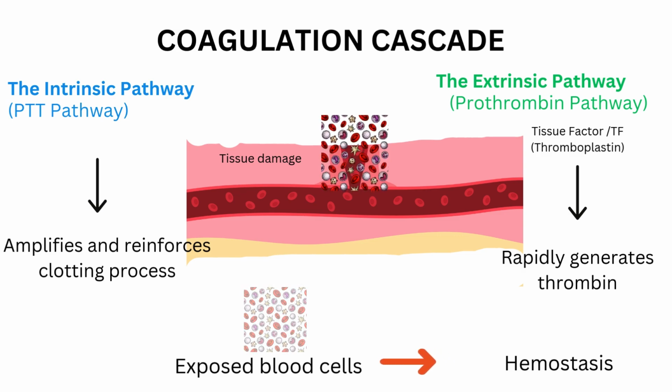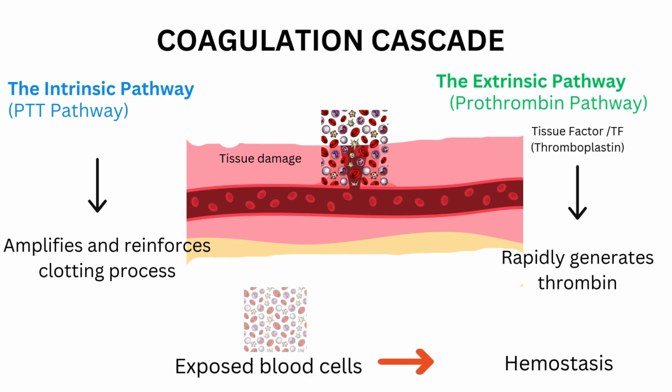External trauma activates the extrinsic pathway rapidly by exposing tissue factor, and this in turn leads to quick generation of thrombin. Vascular damage exposes collagen and other subendothelial substances, and this activates the intrinsic pathway. Both these pathways work together to ensure a rapid and efficient clotting response to stop bleeding.